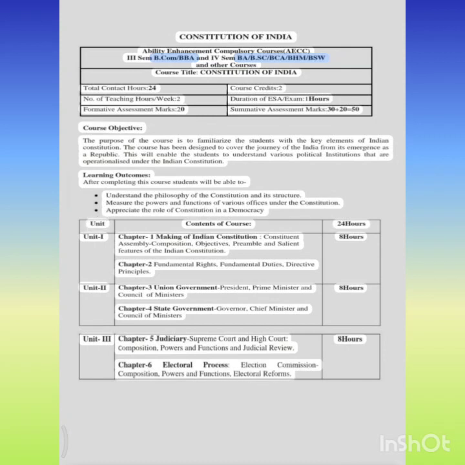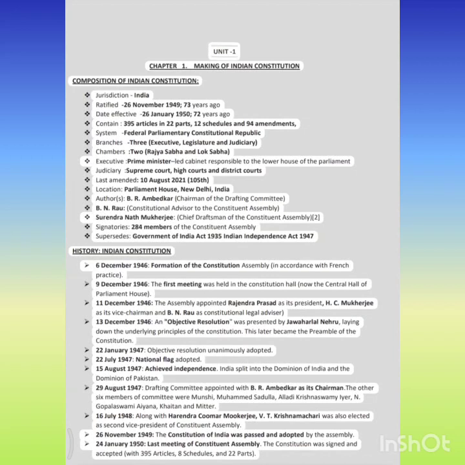Unit 1. Chapter 1: Making of the Indian Constitution. Composition of the Indian Constitution. Jurisdiction: India. Ratified: 26 November 1949, 73 years ago. Date effective: the 26th of January 1950, 72 years ago.